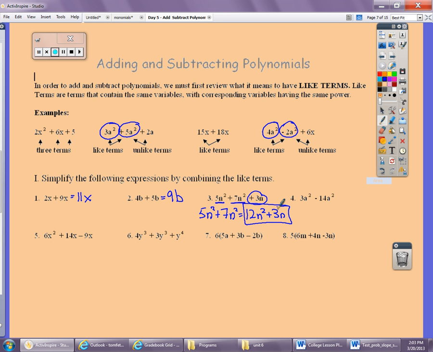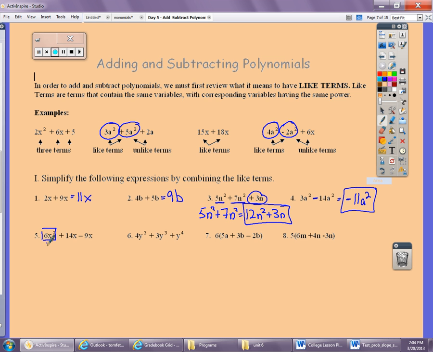Number 4, we have our like terms. They both have a, so it's a squared and a squared. Well, 3, now we have minus 14. Well, 3 minus 14 is negative 11a squared. Now, if you notice, this stayed as x, this stayed as b, these stayed as n squared, and this was an n, and these stayed as a squared. When we add or subtract our like terms, we don't change the powers. So we don't make this a to the 4th or a to the 0. We don't change them.